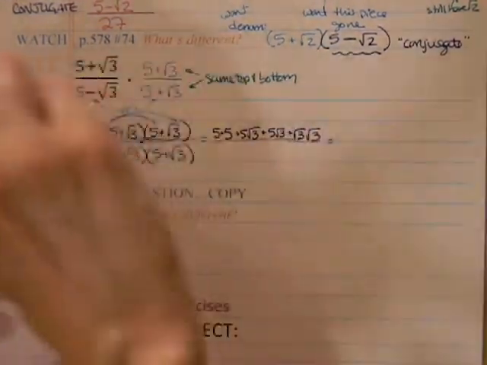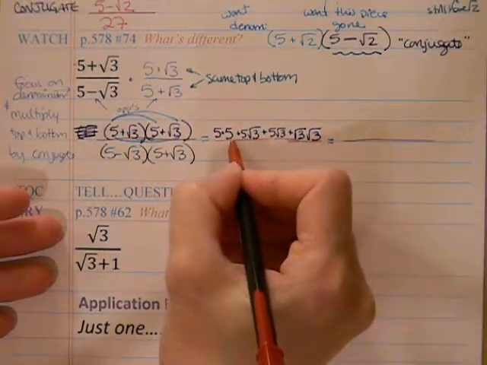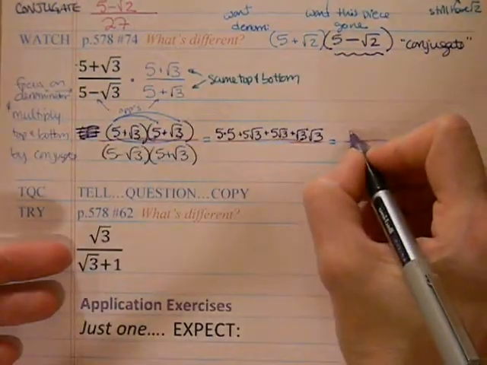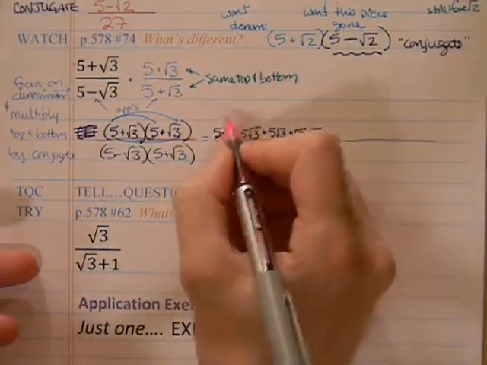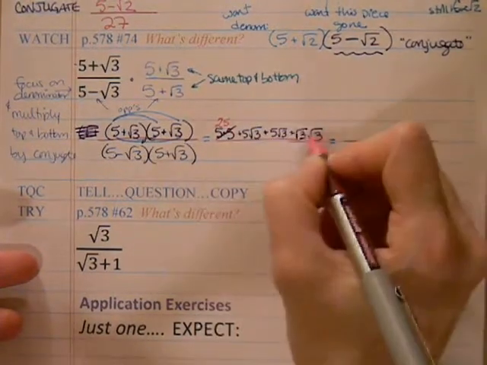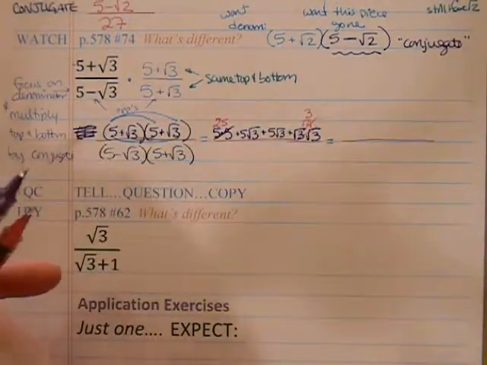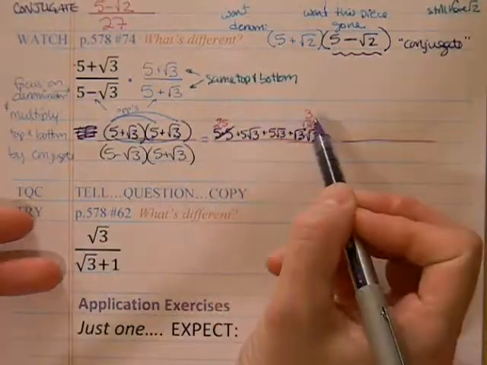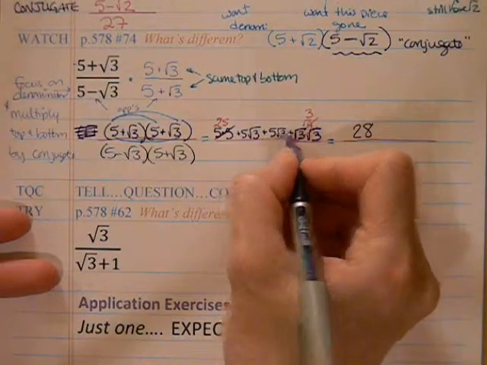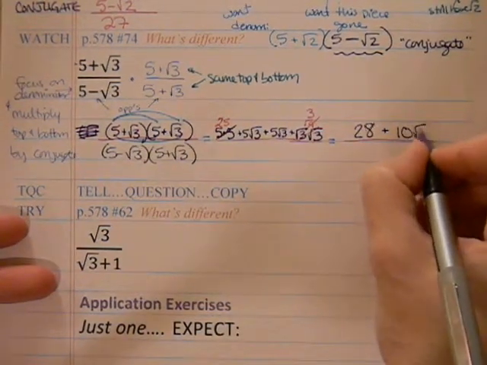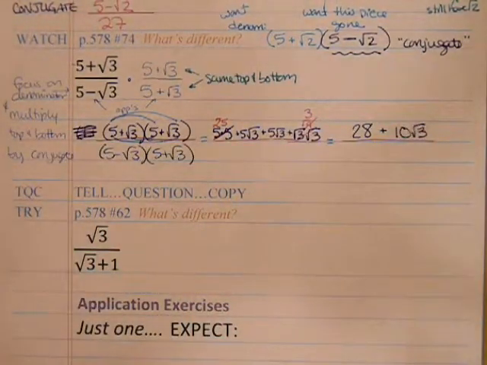And we'll just continue working with the top here. 5 times 5 is going to be 25. Radical 3 times radical 3 is radical 9, which is the same as 3. So what we've got on the top here is 25 plus 3. That's going to be 28. 5 radical 3 plus another 5 radical 3 is going to be 10 radical 3. So that's how the top works itself out after all the multiplying.